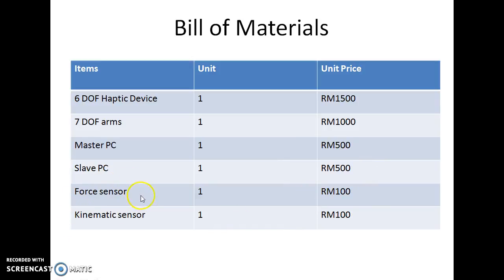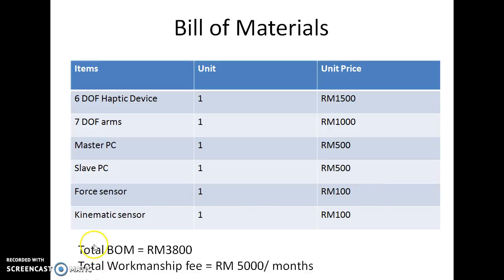We also have two external sensors, which are a force sensor and a kinematic sensor. Each sensor costs 100 ringgit. So, totaling up, the bill of material is RM 3,800, and including all the workmanship fees, including engineering fee, hardware fee, and software, we estimate that the cost is 5,000 per month. So the total cost to develop this design depends on the time period of development.